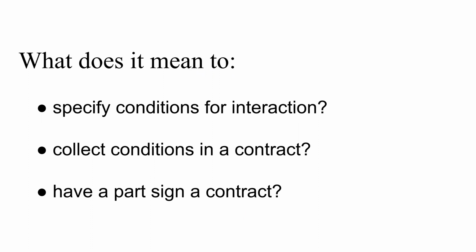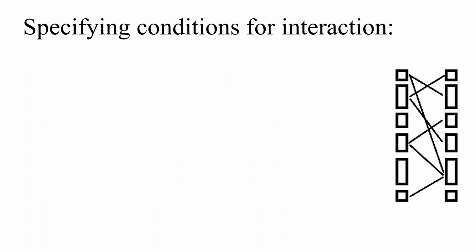At this point, we're left with three questions. What does it mean to specify conditions for interaction between different parts of our code? What does it mean to collect these conditions in contracts? And how exactly do we get a part of our code to sign such contracts? Let's start with specifying conditions for interaction.